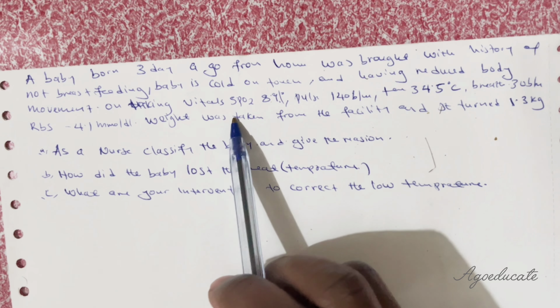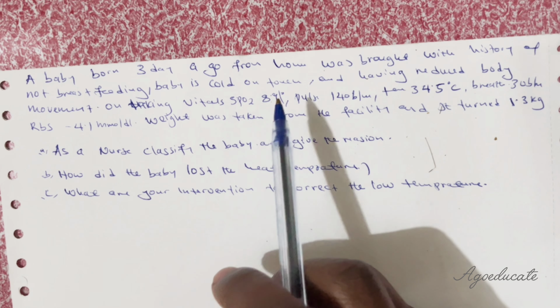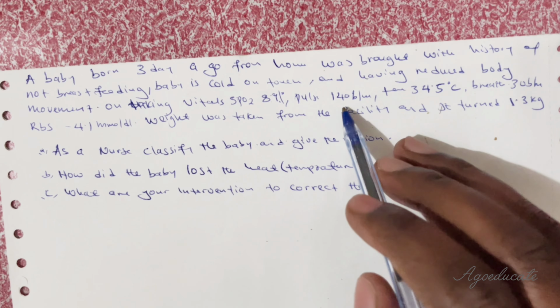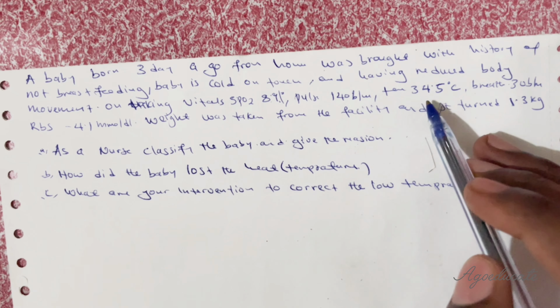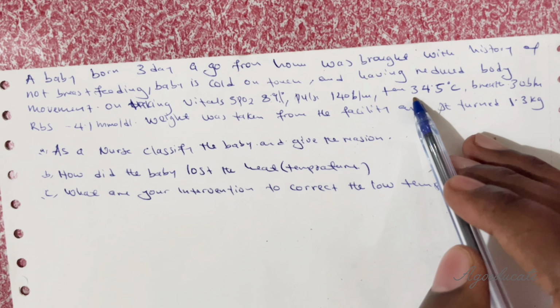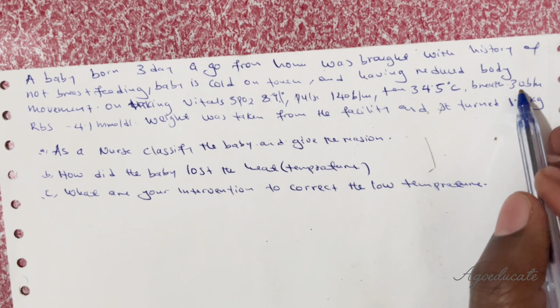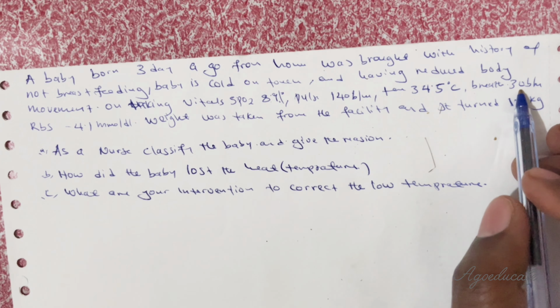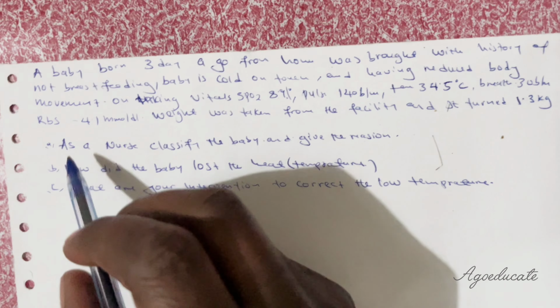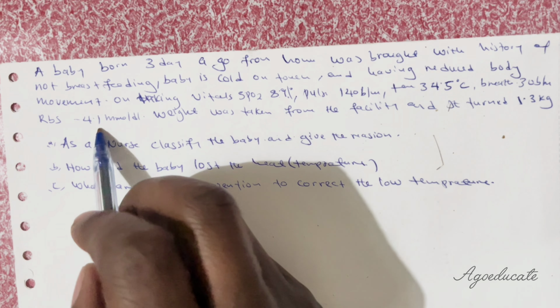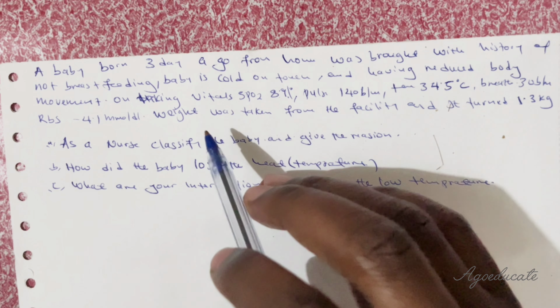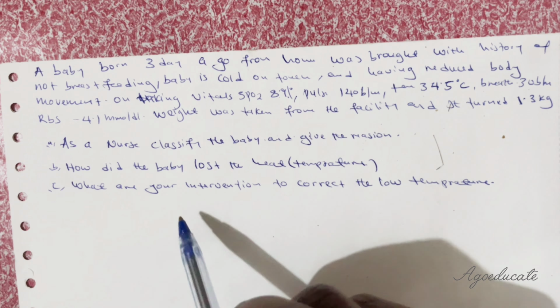On taking vitals, SpO2 turned 89% and pulse was 140 beats per minute. Then the temperature was 34.5 and the breathing was 30 breaths per minute. And then the RBS was taken, and it turned out to be 4.1 millimole per deciliter. At the same time, weight was also taken at the facility, and the weight was 1.3 kilograms.